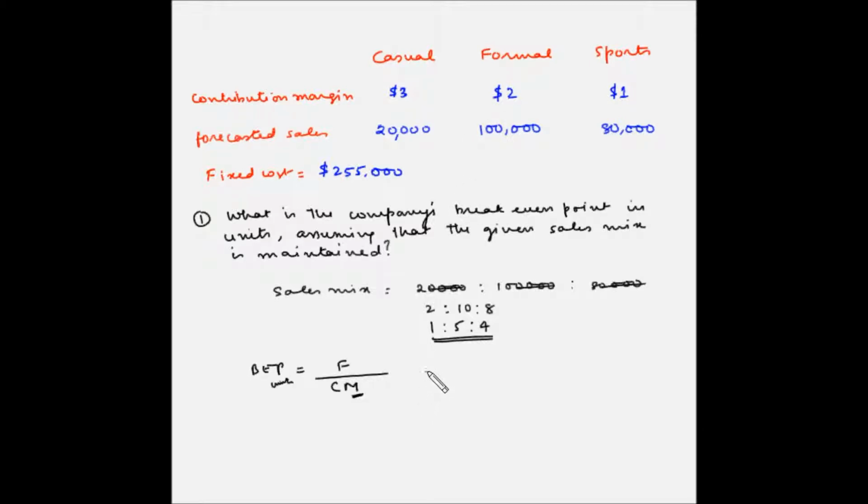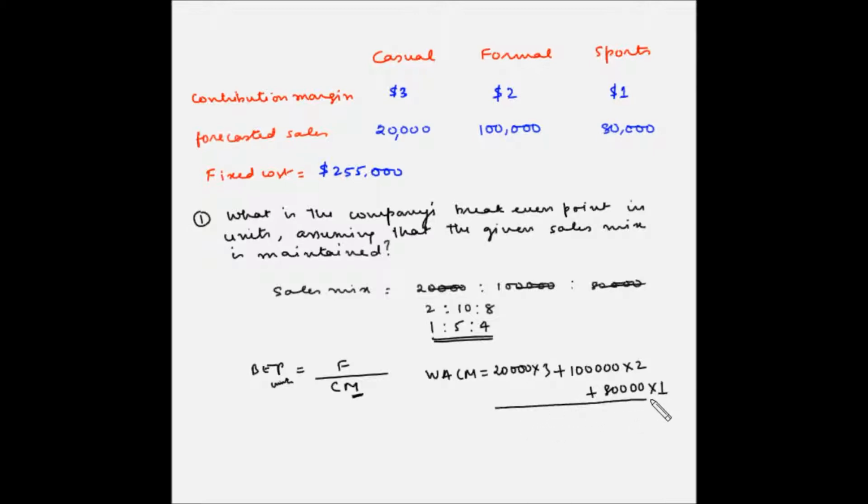So let's first find out the weighted average contribution margin. First we have to find out the total contribution margin for each product line and then divide it by the total number of units. For the first product, the total contribution margin is 20,000 multiplied by 3. For the second, it is 100,000 multiplied by 2. And for the third, it is 80,000 multiplied by 1.